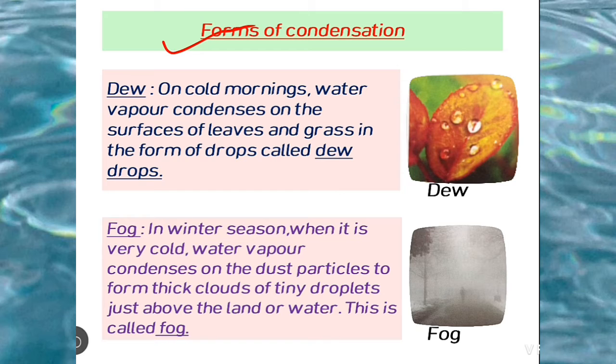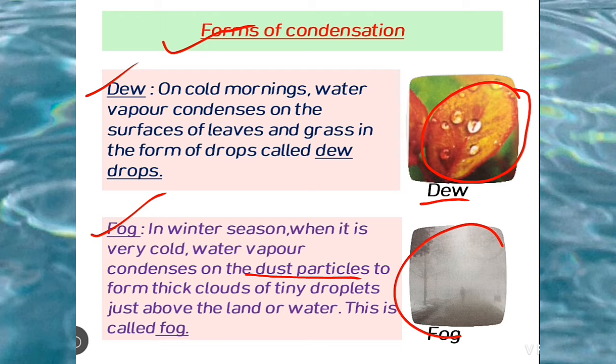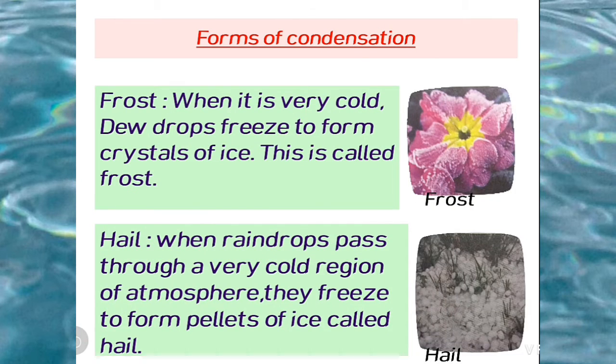Number 1, dew. Dewdrops are very commonly seen during winter mornings. When water vapor condenses on the surfaces of leaves and grass in the form of drops, it is called dewdrops. Fog is formed when water vapor condenses on the dust particles to form thick clouds of tiny droplets just above the land or water. When dewdrops freeze to form crystals of ice, it is termed as frost.